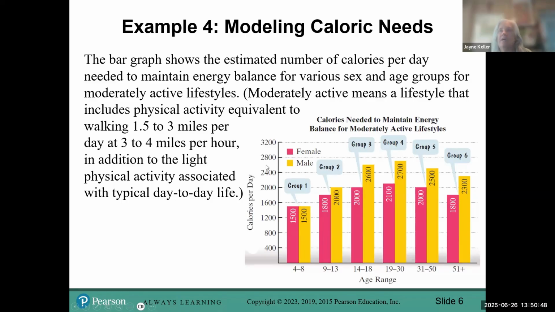So a moderate lifestyle. You can see that for 4 to 8-year-olds, both males and females require about 1,500 calories. And then as the groups get older, the males require even more. And the males are always requiring more, it doesn't really drop off that much in older ages either. So this is a model of the caloric needs for humans, male and female, from 4 years old and up.